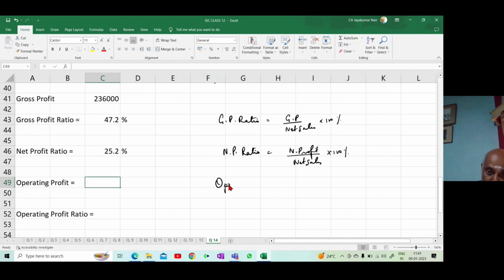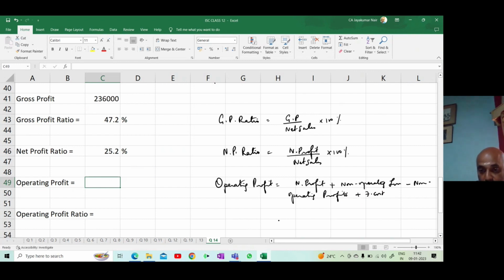So operating profit you have to find first. What is operating profit? It is net profit plus non-operating loss minus non-operating profits plus finance cost. So what is your net profit? Net profit is 1,26,000.